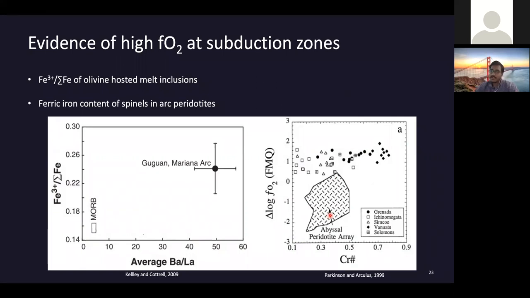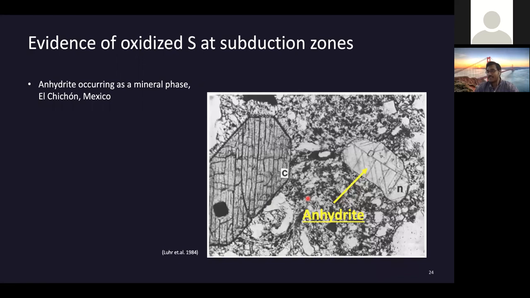Now that we have looked at some of the evidence showing high oxygen fugacity of subduction zones, we can expect sulfur to be present in its oxidized state at subduction zones. The first evidence of oxidized sulfur at subduction zones comes from El Chichón, Mexico, in the 1982 eruption, when pumice that erupted during that eruption shows anhydrite as a mineral phase. Here, the phase that is marked N is anhydrite. Anhydrite is a calcium sulfate, and clinopyroxene and anhydrite are present in the groundmass in this photomicrograph.